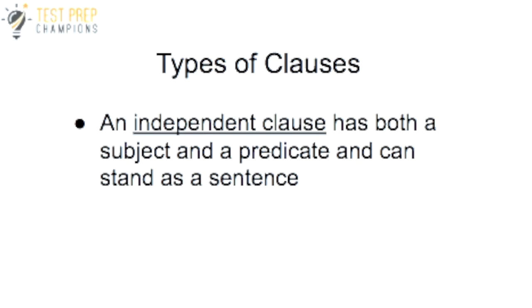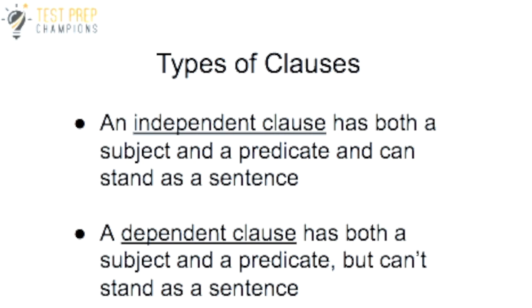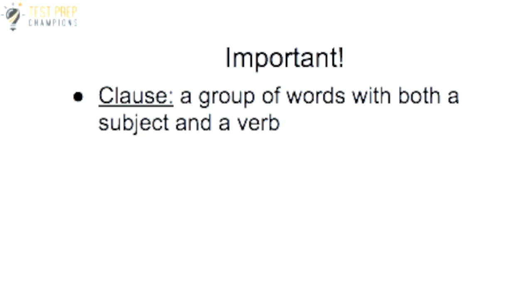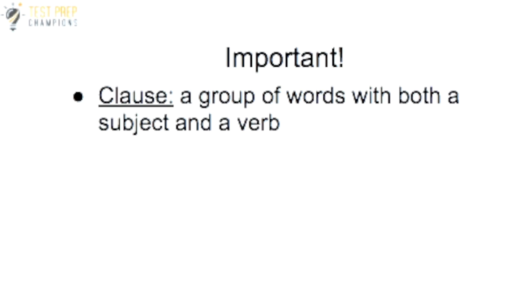What you need to know is that an independent clause has both the subject and a predicate and can stand as a sentence. On the other hand, a dependent clause has both the subject and a predicate, but it can't stand as a sentence. So we can break this down even further and talk about what a clause really is. A clause is just a group of words with both a subject and a verb.